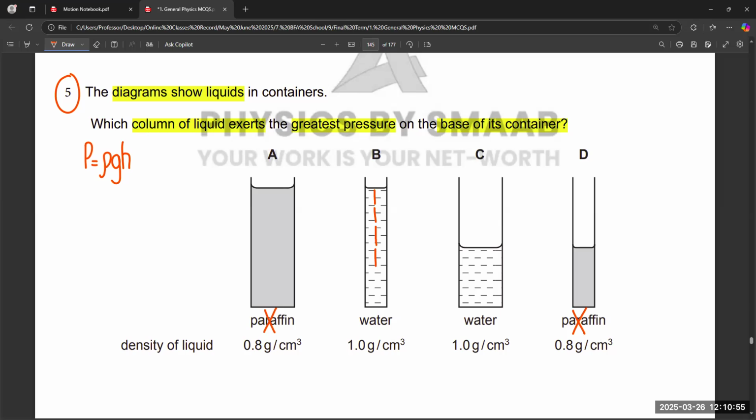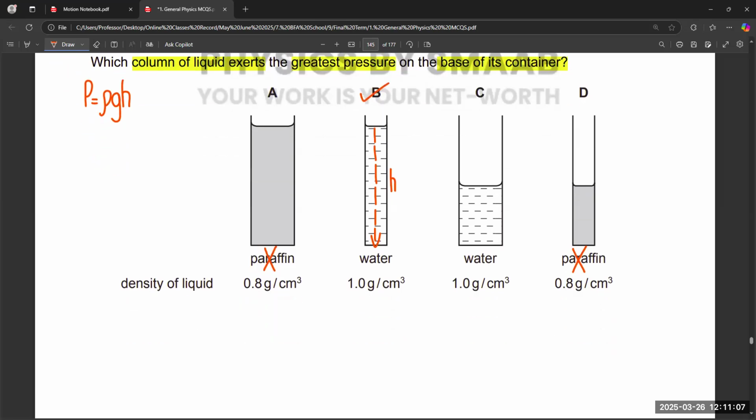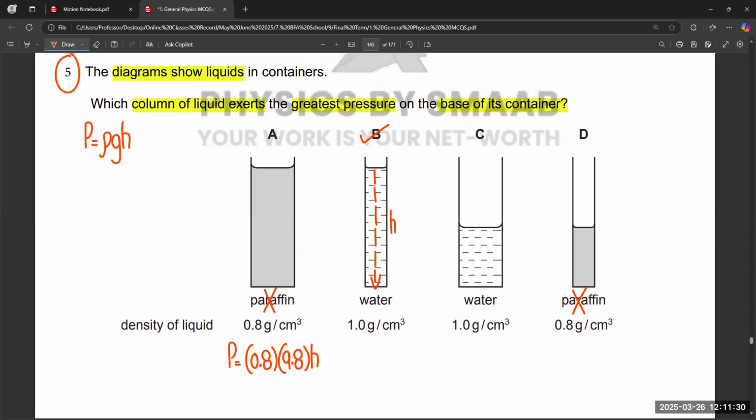Sir, again, I think B is going to be the right answer. Yes, the depth of B is greater than all of the other options. So B is the right answer. Because if we apply the formula, the pressure we can calculate like 0.8 into 9.8 into the depth, right? In the same way, we have options B, C, and D. In option B, we have the greatest value of density, and greatest depth also. So option B gives you the greatest pressure exerted on the base of the container, right? That is the simple answer.